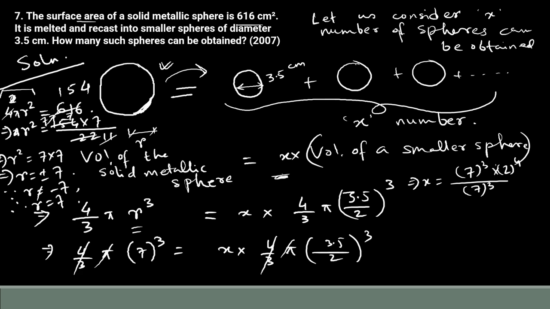I'm very sorry about this calculation. This will be 7 by 2, so 2 times 2 is 4, so this will be 4 cube, right? So this will get cancelled, x will be 64.